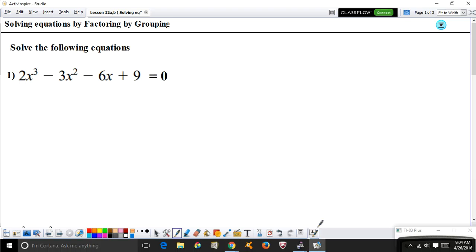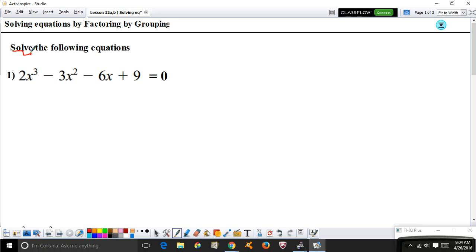For today, we're going to see how we solve equations by the method of factoring by grouping. Now, let's look at the first equation. Here they're asking us just to solve it.